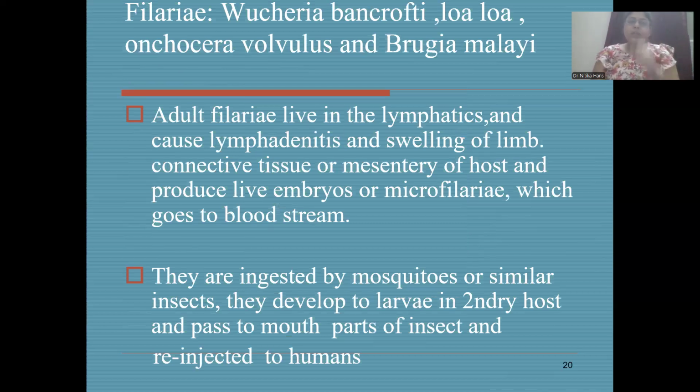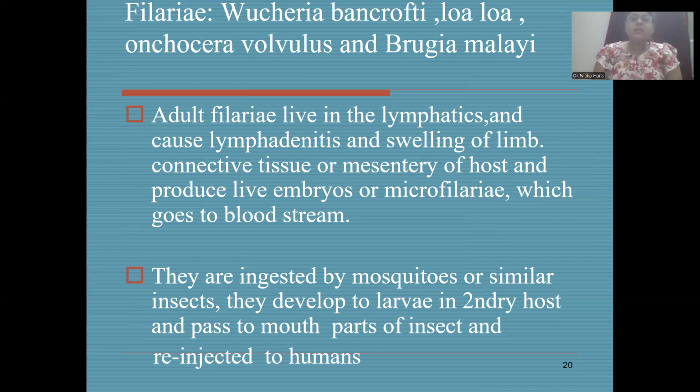Now, filaria, Wuchereria bancrofti, Loa loa, Onchocerca volvulus, and Brugia malayi are the causative agents of filariasis, and adult filaria live in the lymphatics and cause lymphadenitis, swelling of the limb, connective tissue, or mesentery of the host, and produce live embryos or microfilaria, which go to the bloodstream. They are ingested by mosquitoes or similar insects. They develop to larvae in the secondary host and pass to the mouth parts of the insect and are re-injected to humans.